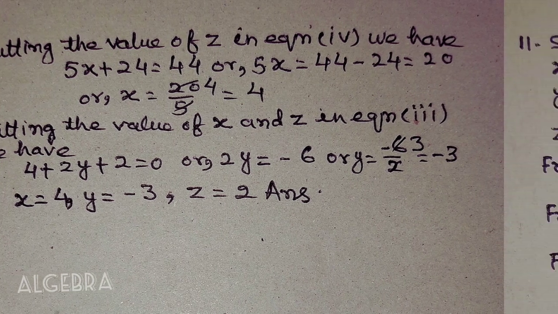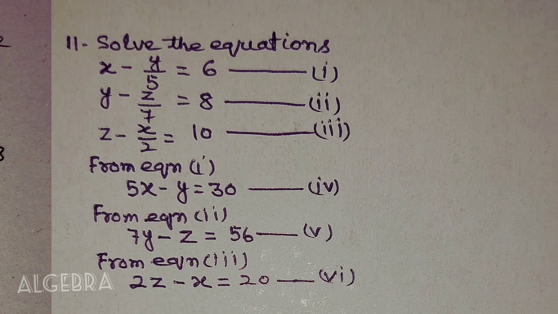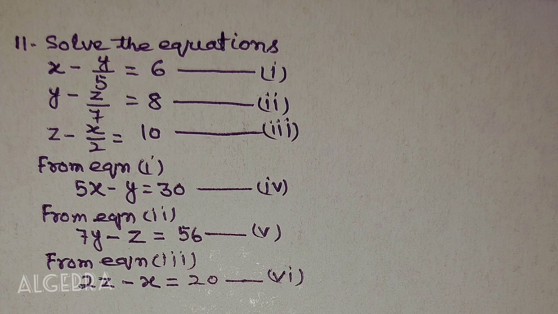Answer 11. Solve the equation x minus y by 5 is equal to 6. Equation 1. y minus z by 7 is equal to 8. Equation 2. z minus x by 2 is equal to 10. Equation 3. From equation 1, 5x minus y is equal to 30. Equation 4. From equation 2, 7y minus z is equal to 56. Equation 5. From equation 3, 2z minus x is equal to 20.